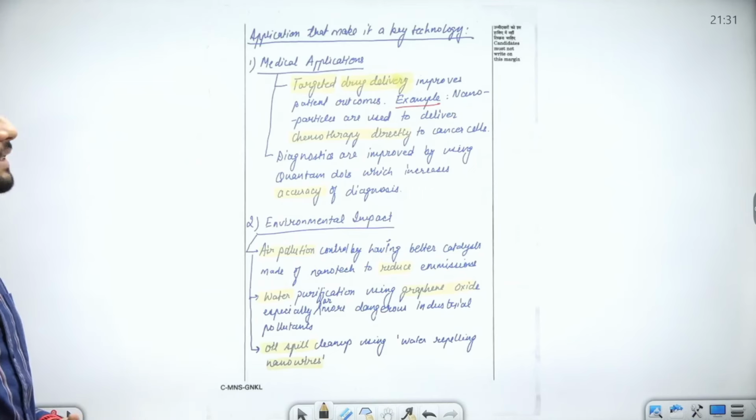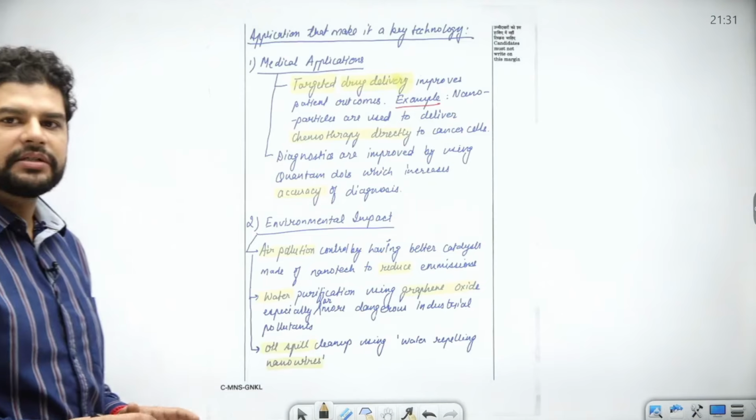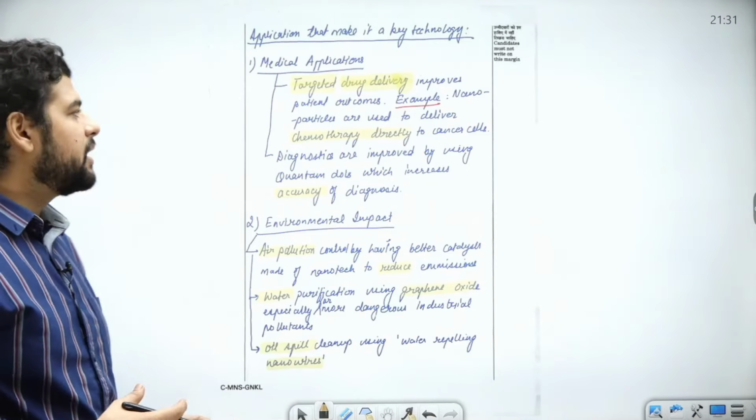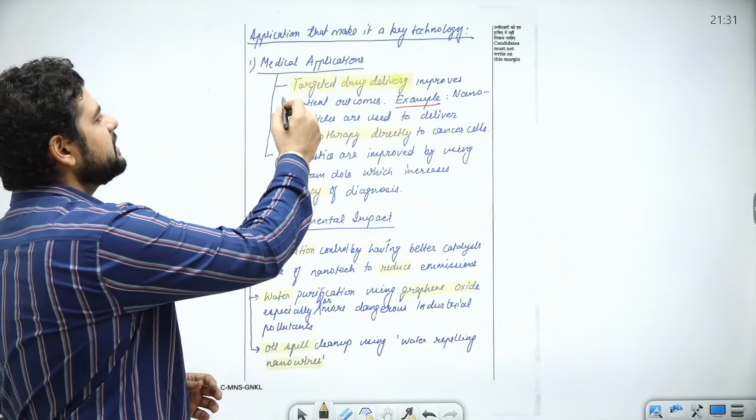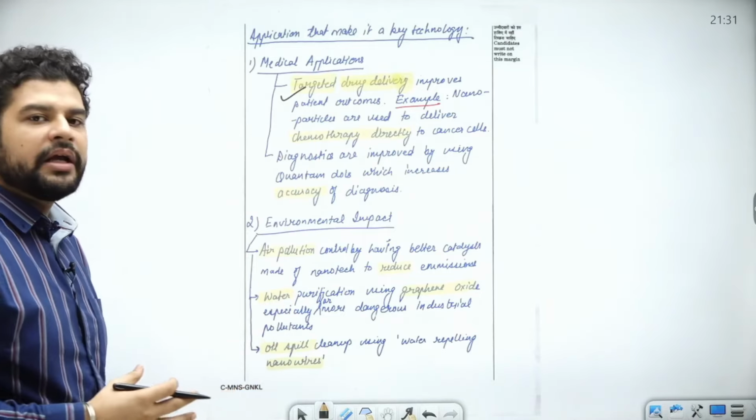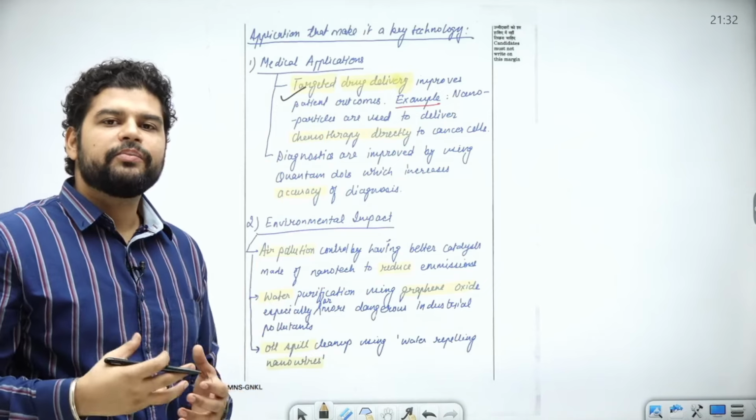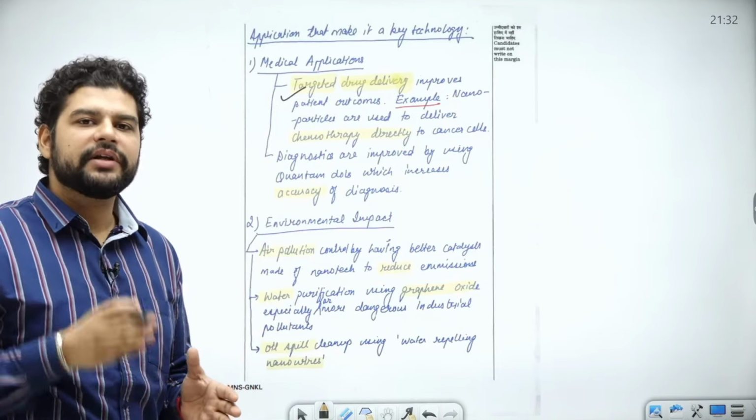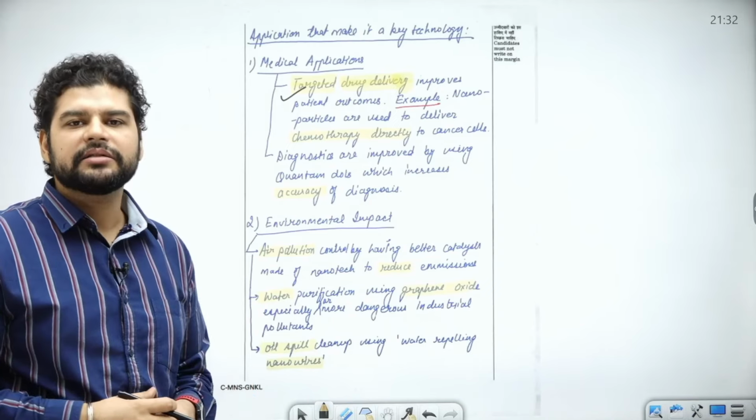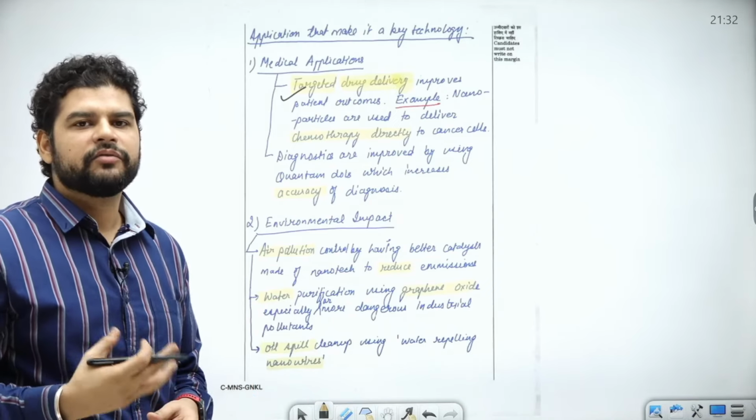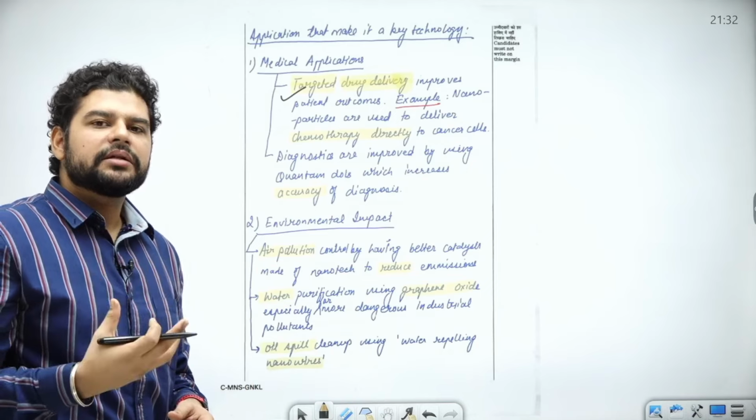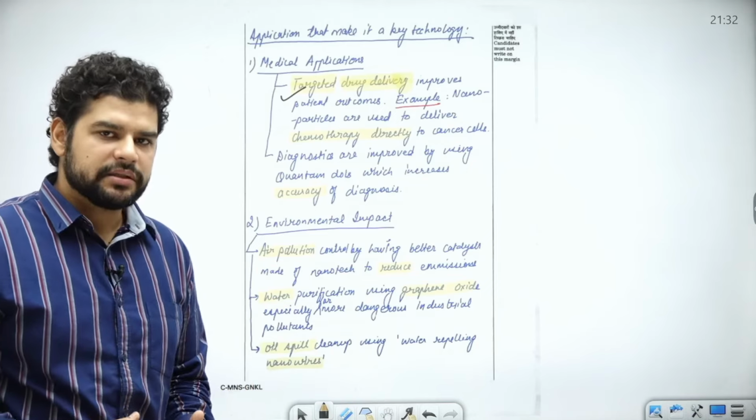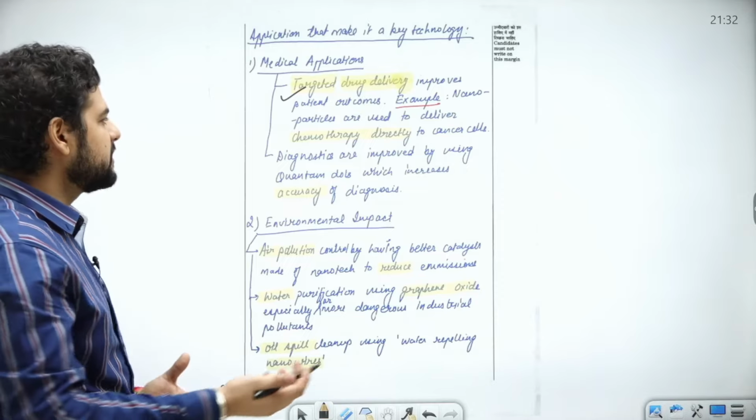Next, we go to the application that makes it a key technology. So the first application that we are going to discuss is medical applications. In the medical applications, the first thing is targeted drug delivery. Now, targeted drug delivery will improve patient outcomes. Why? Because it will directly attack the cell that is creating the problem. For example, drugs like chemotherapy drugs are being directly delivered to the cancer cells.